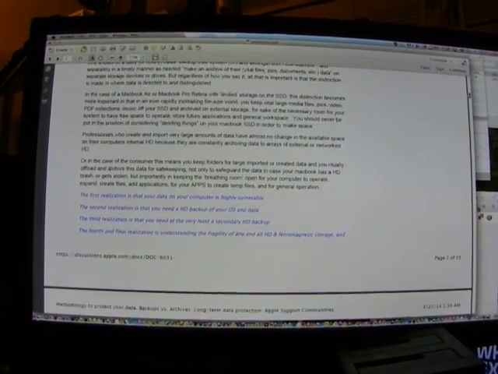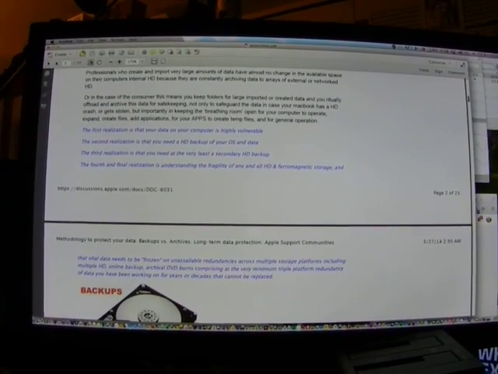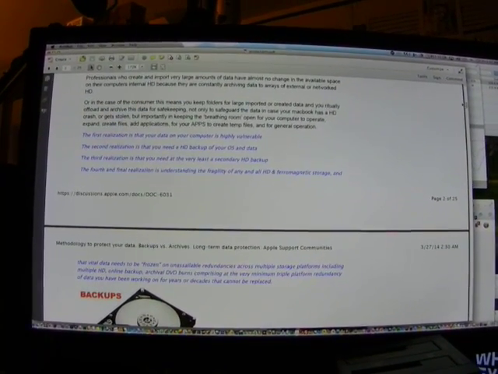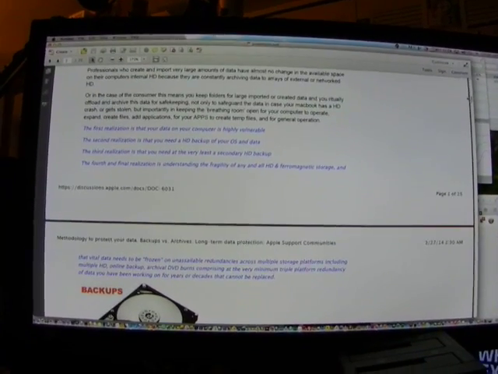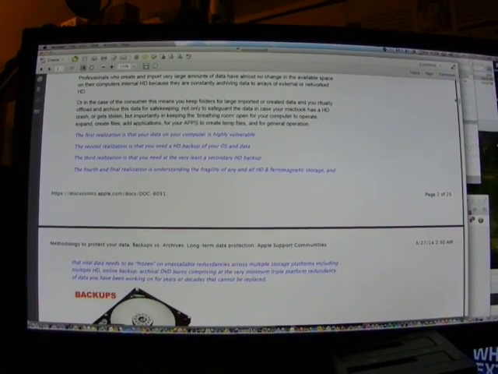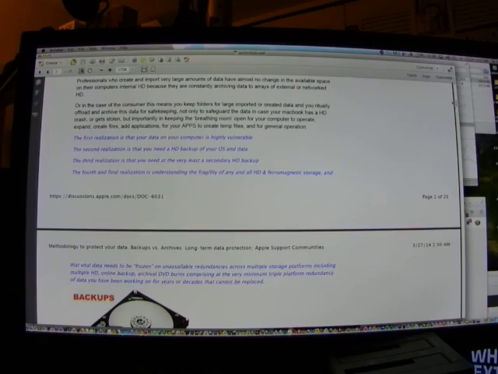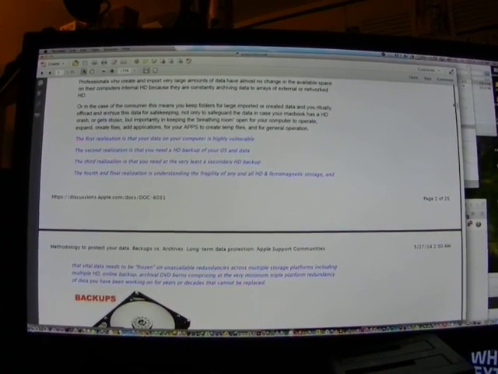And if you apply some of these things to your data protection philosophies and understand what the difference between a backup and an archive is, like I wrote here, the first realization is that your data on your computer is vulnerable. The second is that you need a hard drive backup. And the third realization is that at the very least you need a secondary hard drive. And the fourth and final realization is the fragility of all hard drives and ferromagnetic storage.